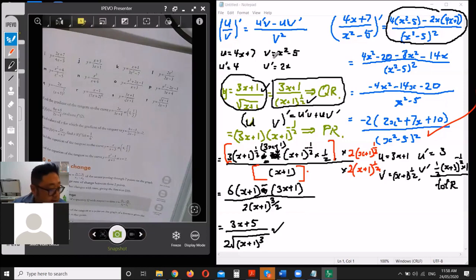All right, so try T. y equals root x minus 1 on 2x minus 3.